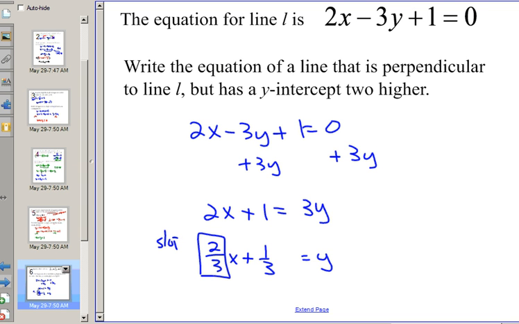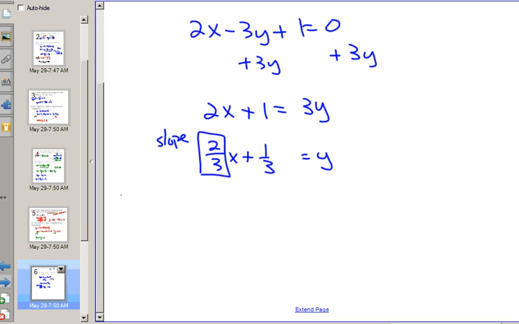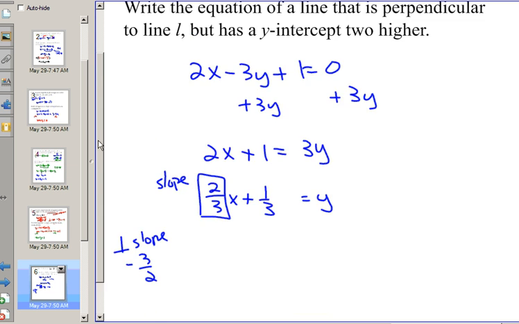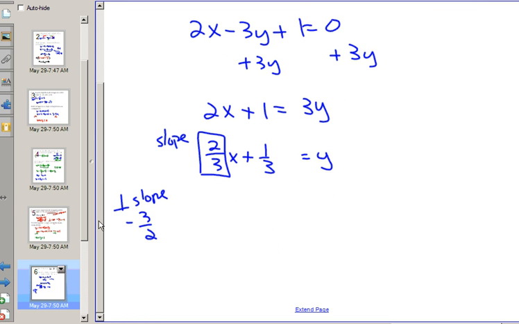So here's my slope. I want to be perpendicular to this line. So the perpendicular will have slope of -3/2. And I need to have a y-intercept that is 2 higher than the original y-intercept. So the y-intercept is 1/3. I need to add 2 to that, which is the same as adding 6/3, because 6/3 is 2. And I will get 7/3.